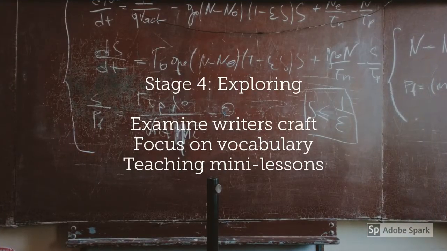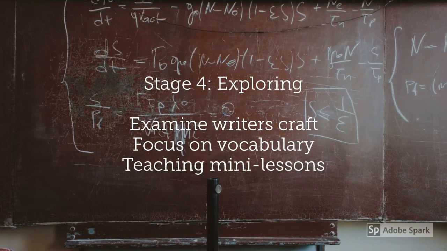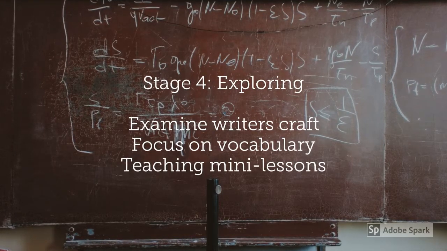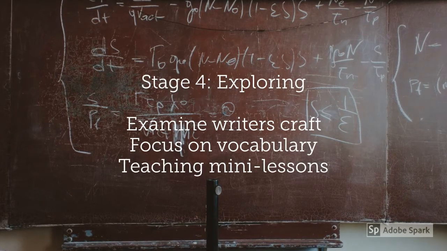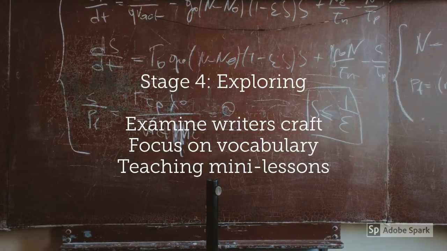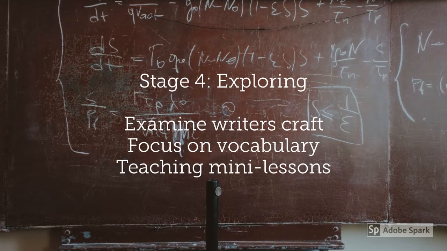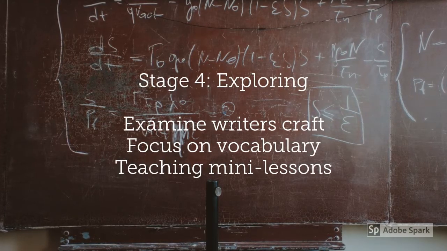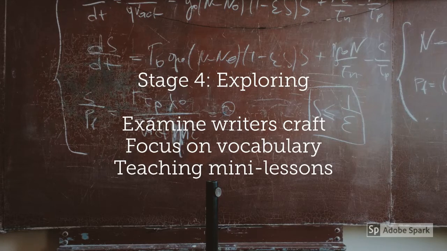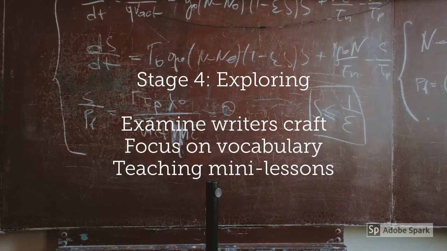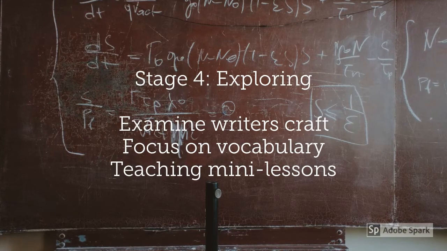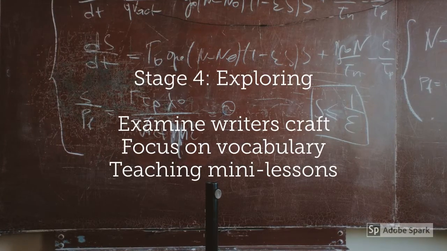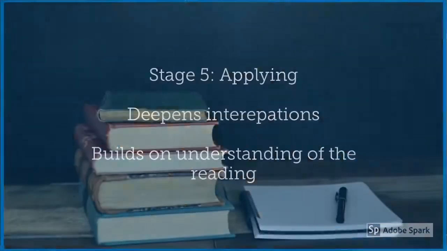Stage 4 is known as the exploring stage. In this stage, teachers guide the students back to the text. They can do so by a process called closed reading, where the students reread a passage to develop a better understanding. They examine writer's craft. The students create projects such as a story map. They focus on vocabulary, and the students can add these words to the wall. And the teachers teach mini lessons to show strategies for a better understanding while the students are reading.